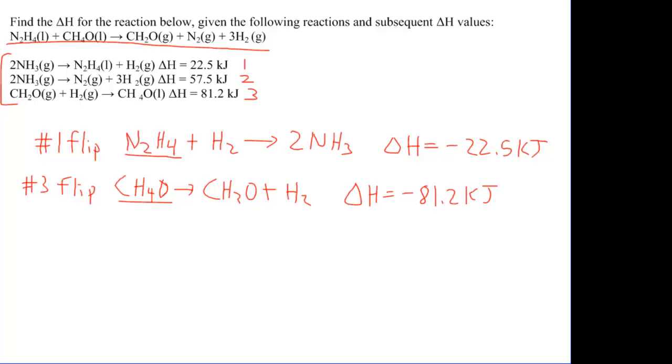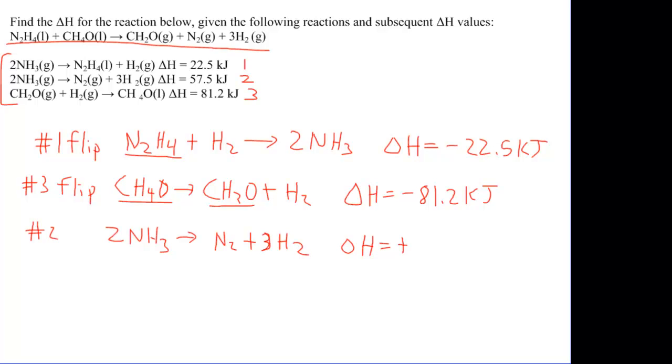Now, looking at the products, the product CH2O is already a product from reaction number 3, so I have that. N2, I need N2 and 3H2. Well, N2 and 3H2 are in reaction number 2, just as they are written. So I'm going to leave that reaction just like it's written. 2NH3 forms N2 plus 3H2. So I'm going to leave the delta H just like it was.